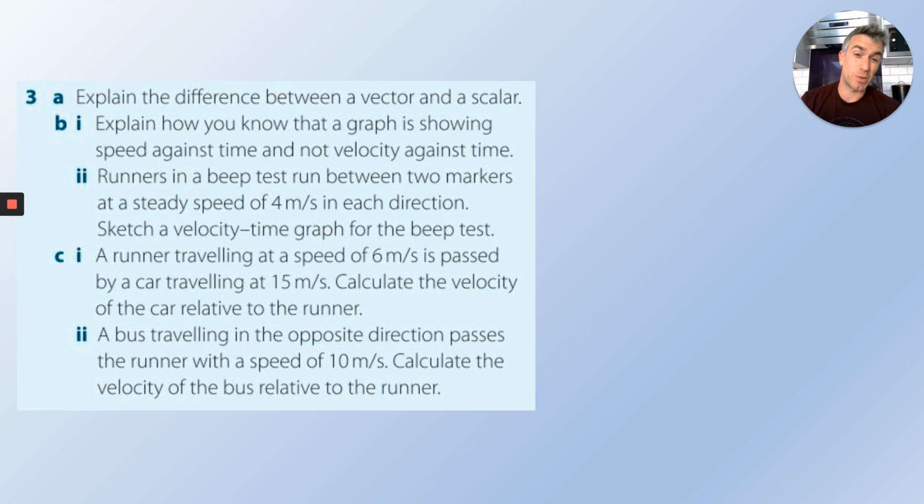They have to be traveling in the same direction. A bus traveling in the opposite direction passes the runner with a speed of 10 meters per second. Calculate the velocity of the bus relative to the runner. Opposite is important.